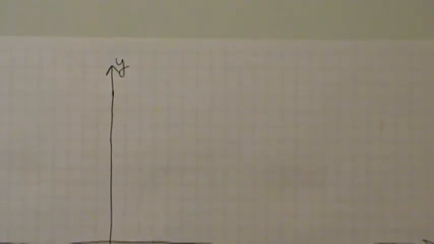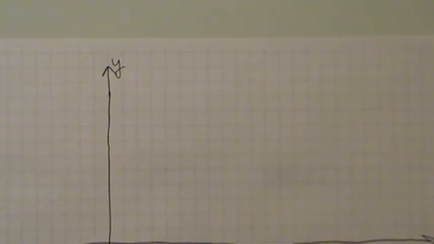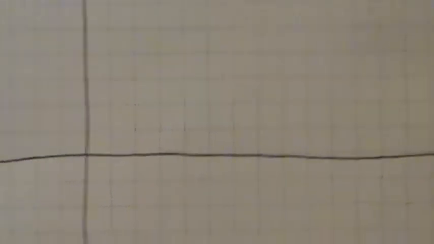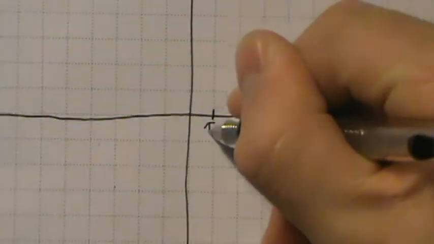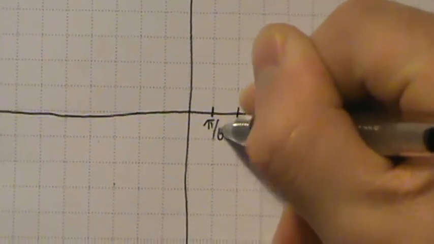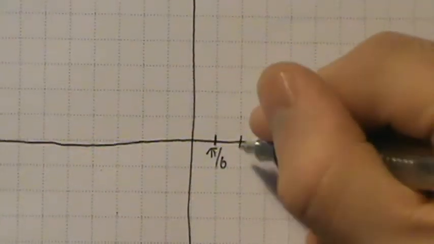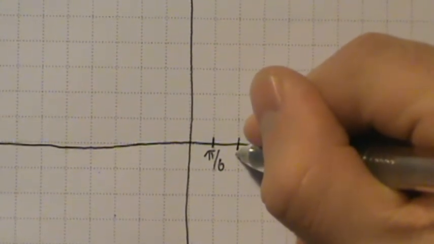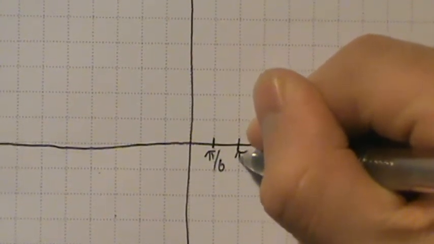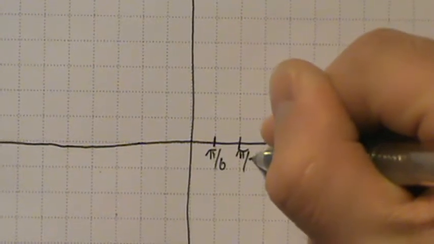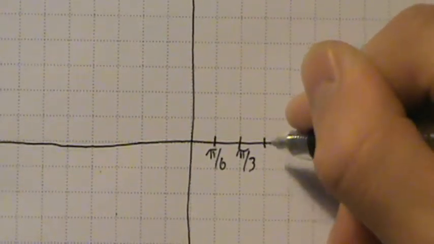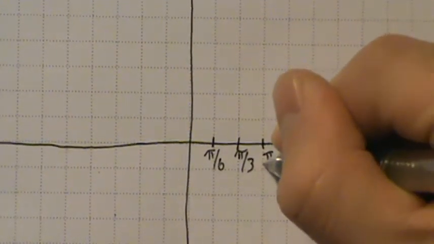Okay, now we're going to have to set up a scale. The scale I want to use is every grid unit being pi over 6. So this right here will be pi over 6. This next one is going to be 2 pi over 6, which reduces to pi over 3. Next one is 3 pi over 6, which is pi over 2.